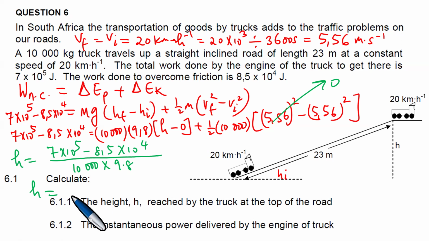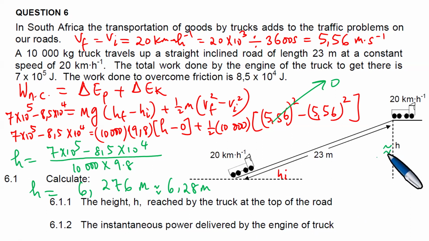Okay, so what are you able to get? 6,276 meters. Approximately the same as 6,28 meters. So now obviously the height reached by the truck at the top of the road is 6,28 meters, so the height is approximately 6,28 meters there.